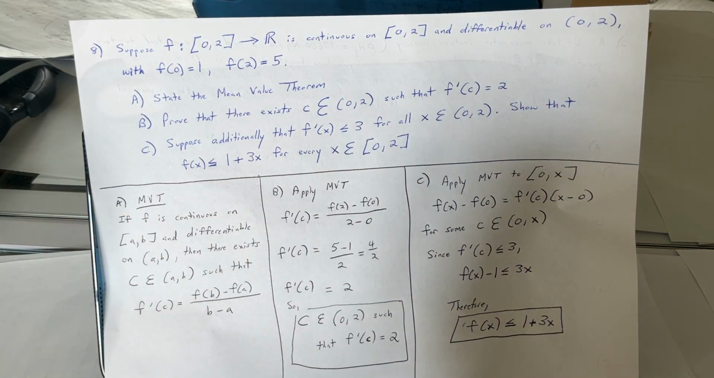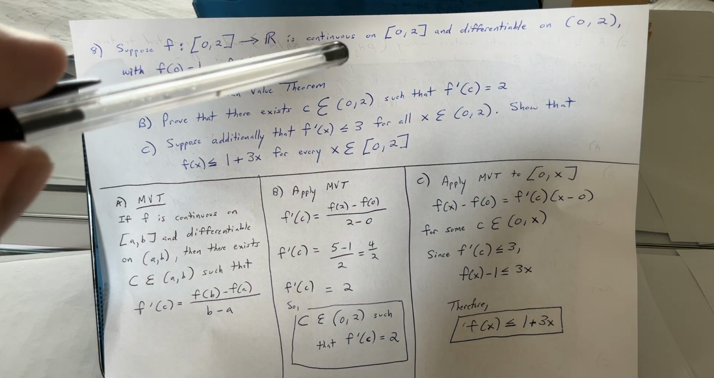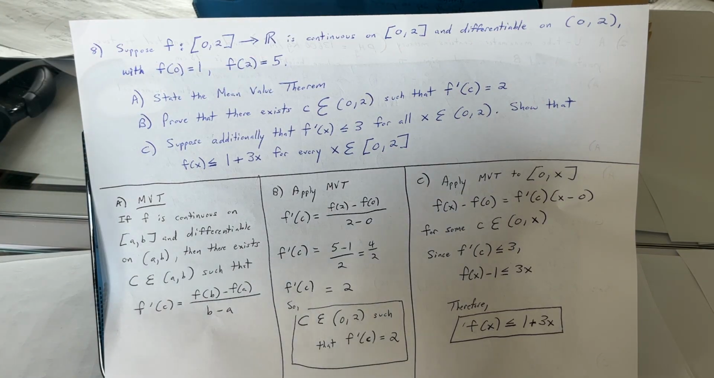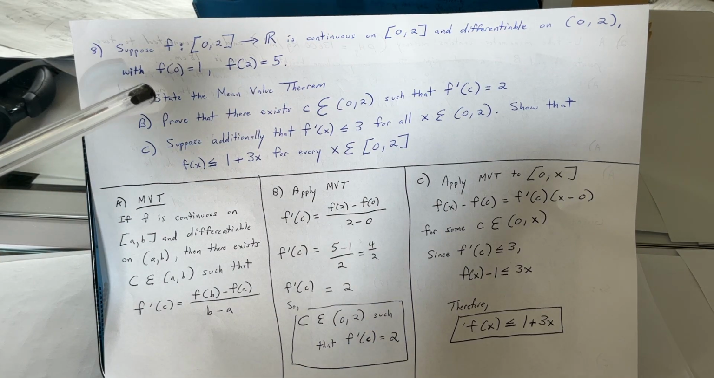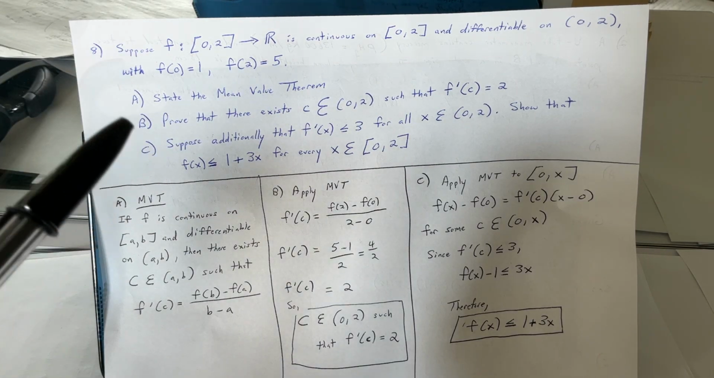So for number 8, we have f from [0, 2] to the real numbers, which is continuous on [0, 2] and differentiable on (0, 2). f(0) equals 1, f(2) equals 5. You've probably seen a ton of problems like this. This is actually an extension from Calculus 1.